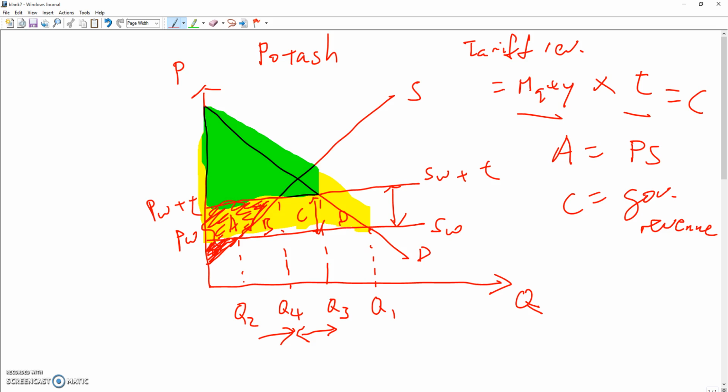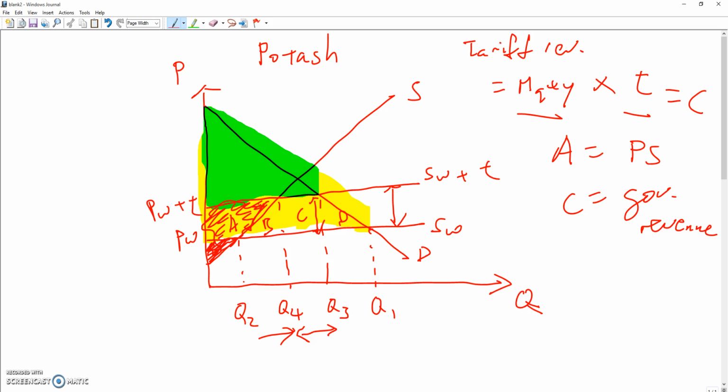That leaves B and D. So what happens to B and D? It goes to nobody. It doesn't go to any single economic agent: it doesn't go to consumers, it doesn't go to producers, it doesn't go to the government. And hence, we consider B and D a deadweight loss.